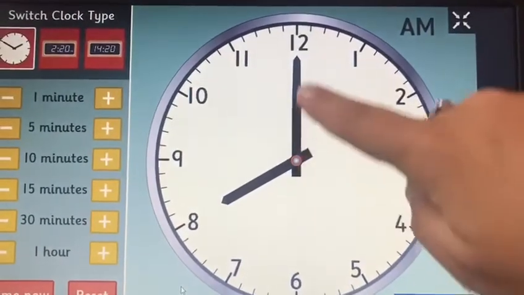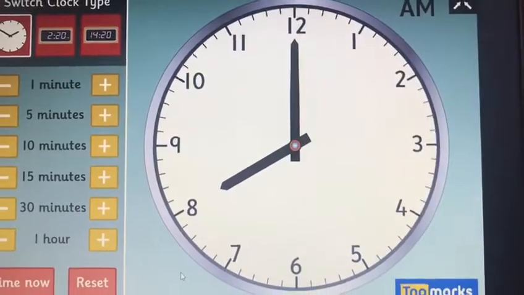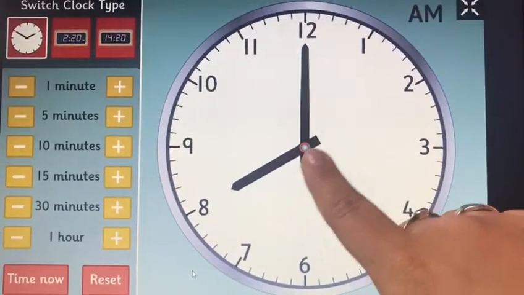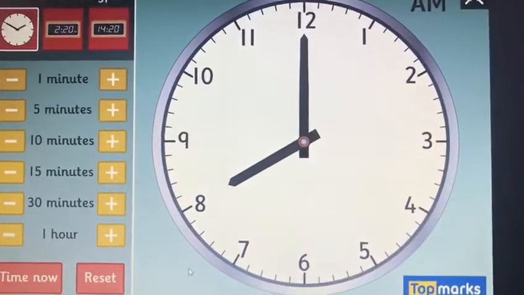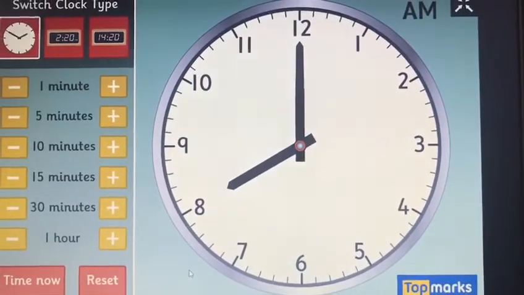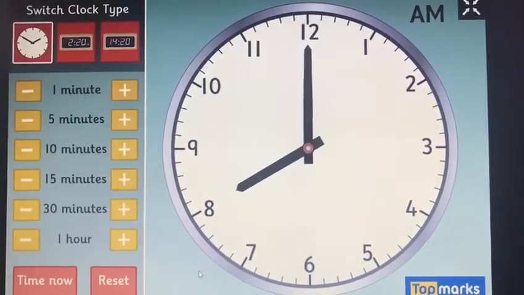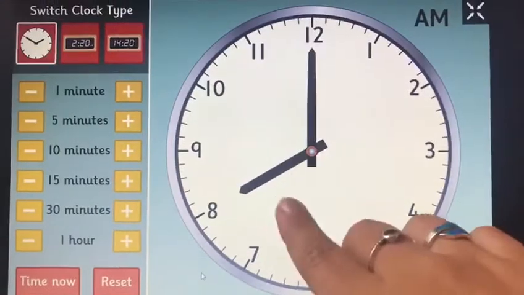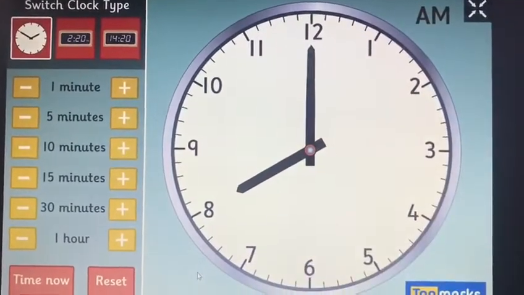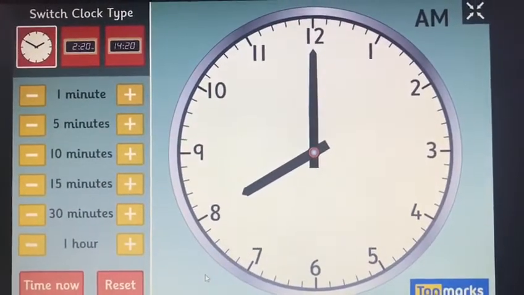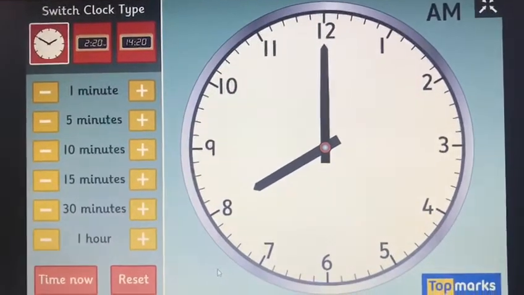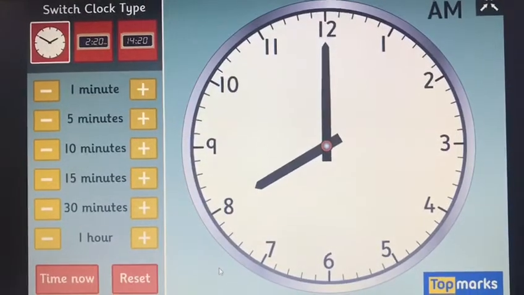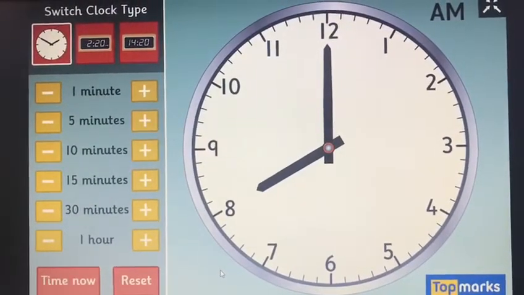Now, the big hand, which is called the minute hand, is currently on the 12. And the smaller hand, which is called the hour hand, is currently on the number 8. So remember, the hour hand tells us what hour it is. So there's a big clue there, it's pointing at 8. And the minute hand tells us how many minutes past the hour it is. However, if it's on the 12, do you remember what that means? It means it's exactly on the hour.